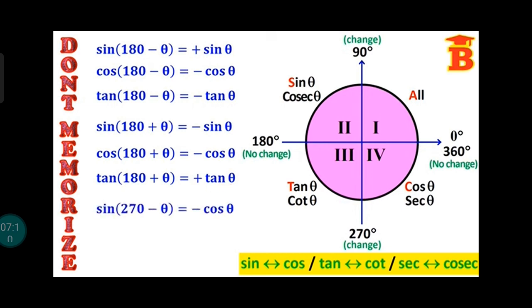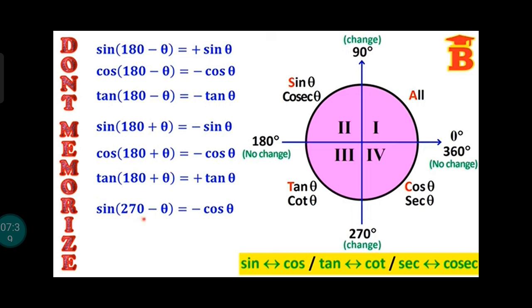Next 270 degree minus theta, this also lies in third quadrant. In third quadrant tan and cot are positive and others are negative. And remember, for 270 degree there is a change.